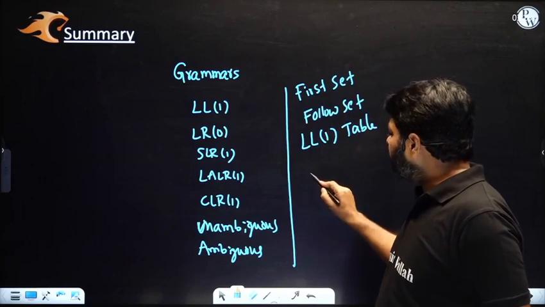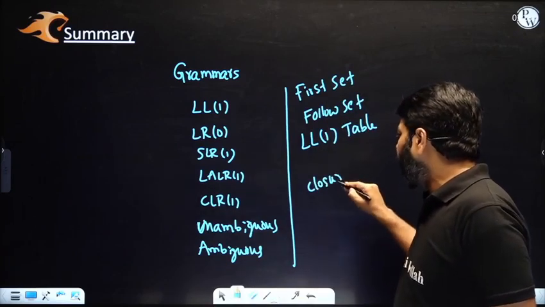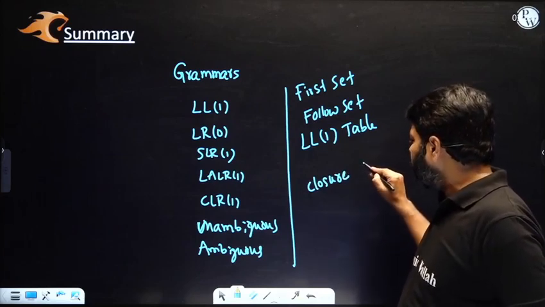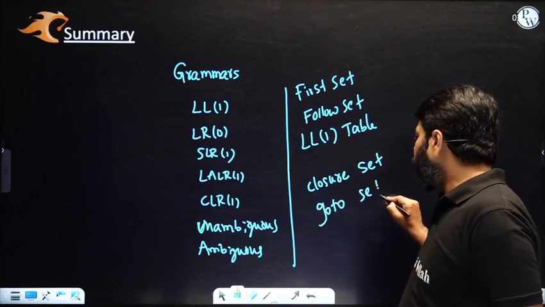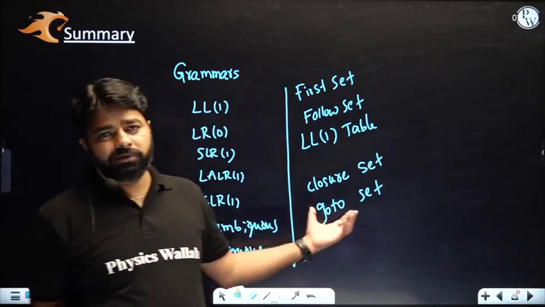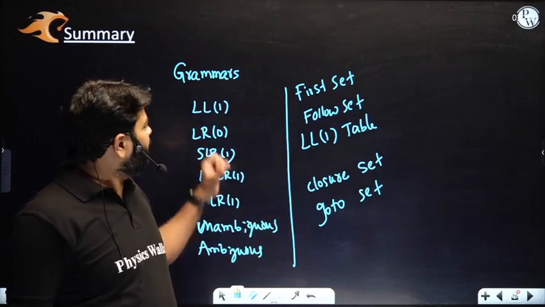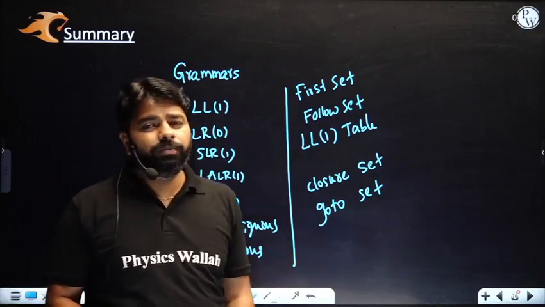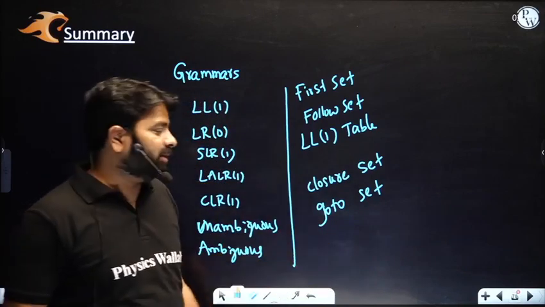We have also seen constructing the DFA, but actually you don't need that from the exam point of view. You need to compute the closure function or closure set, and the goto set. These two sets you should know how to compute with the help of the items. Okay, these are the main topics you should know, and the relation between these various parsers. That's all, I hope, which will help you to crack most of the compiler questions.